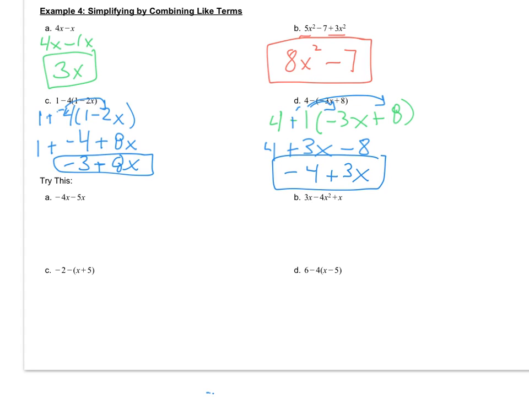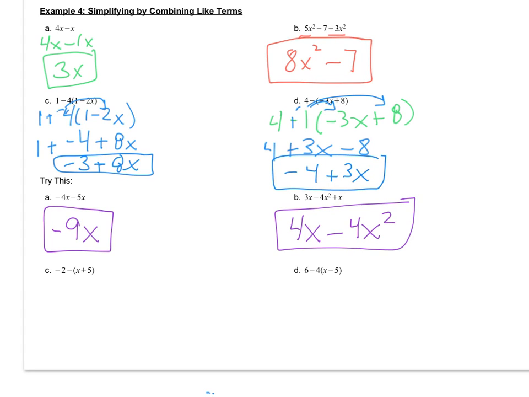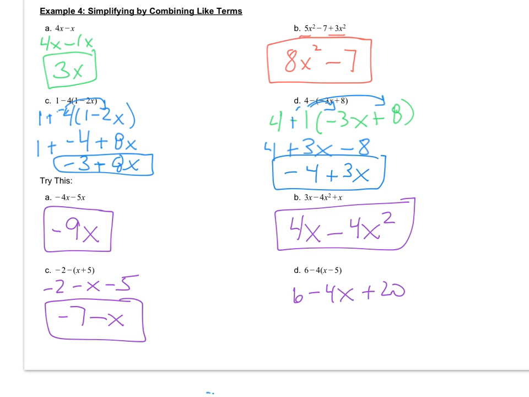If you did letter A correctly, negative 4x minus 5x is negative 9x. In letter B, you can combine the 3x and the x to get 4x, and then you still have a minus 4x squared. In letter C, you had to remember to distribute that negative 1 to get negative 2 minus x minus 5, leaving you with negative 7 minus x after combining your like terms. And finally, letter D, you had to distribute the negative 4 to get 6 minus 4x plus 20. And that leaves you with 26 minus 4x.